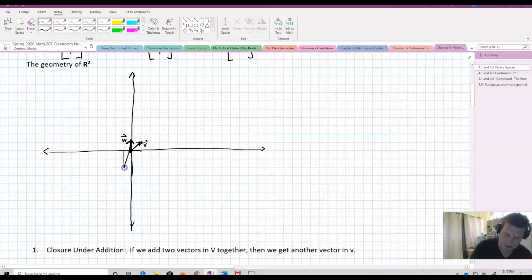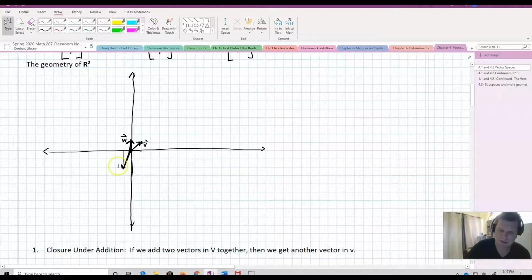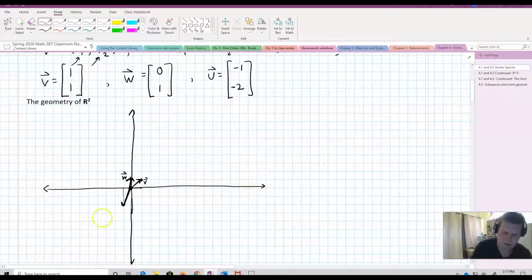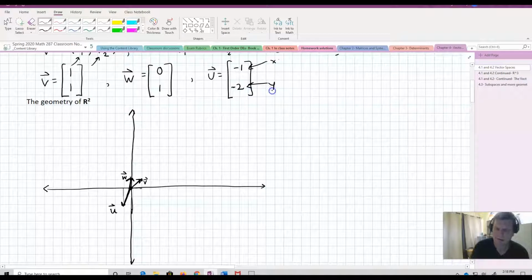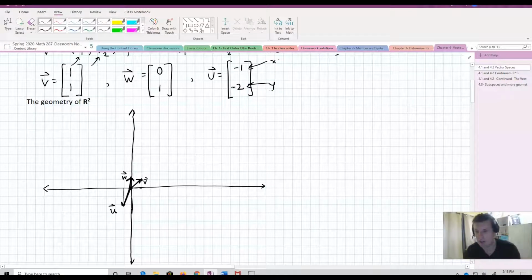Which is this vector right here, okay? So you'll utilize each value. This is basically your x value. This one will be your y value, the one below. Top x, bottom y, when we talk about the geometry on R2.